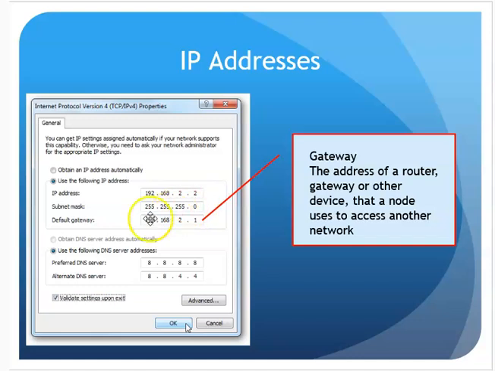The next address in here is the default gateway. The default gateway is the router or gateway device. It's usually a router, but it's the gateway device that is going to get me out of my network and usually out to the internet.